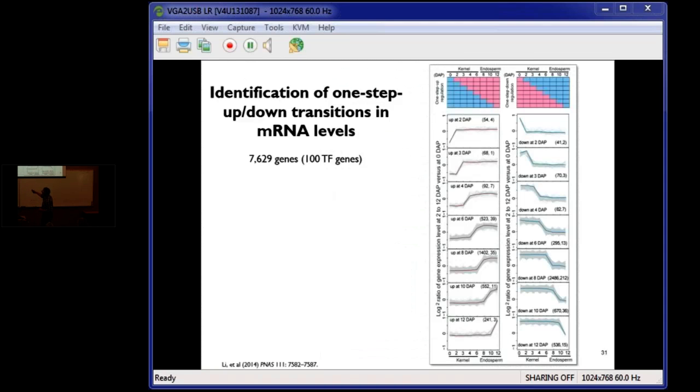We identified in total more than 7,600 genes that show these unique up and unique down patterns of expression. Among those, there were 100 transcription factor genes. So just think about it. This suggests 100 transcription factor genes are upregulated or downregulated. And that up and down regulation correspondingly is responsible for up and down regulation of 7,600 genes that are either directly or indirectly regulated by those transcription factor proteins.